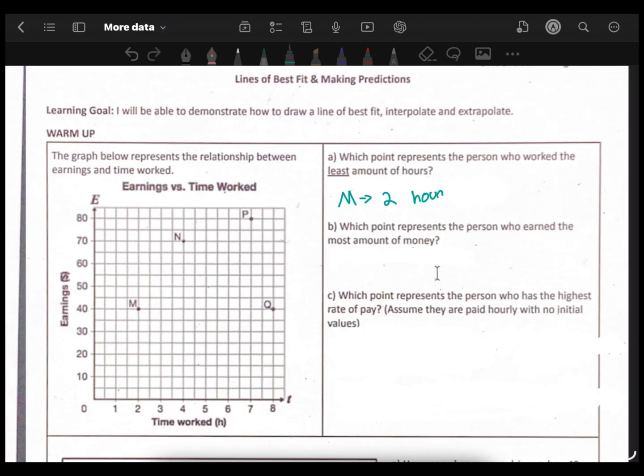Now it's asking us which point represents the person who earned the most amount of money. We can tell that this is probably P because they are the highest in the earnings. There's no one else that's really below them. For example, at 70 it's only N, and at 40 it's M, same as Q. So P made the most amount of money since it's the highest in this variable, which is 80. So P would be $80.